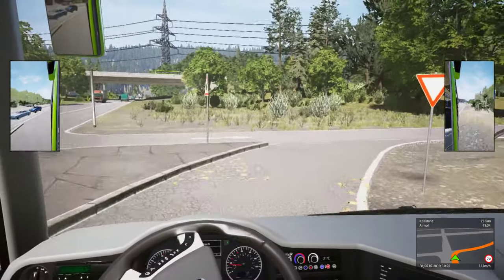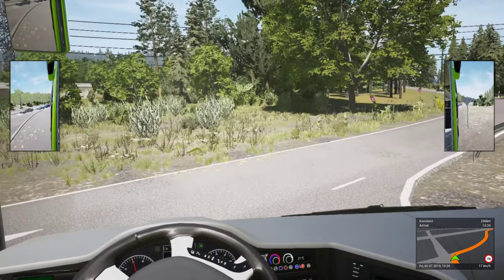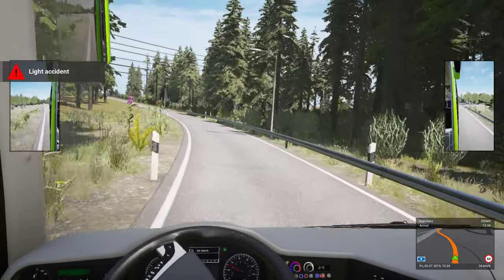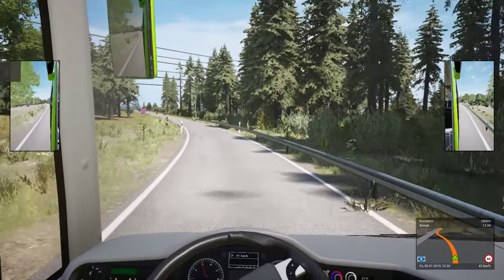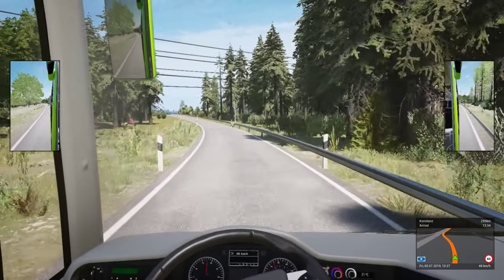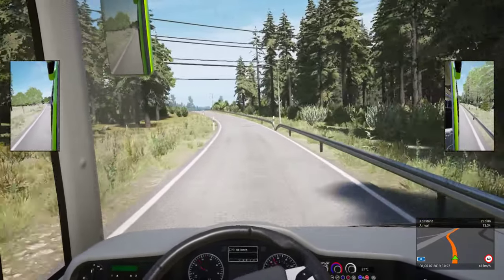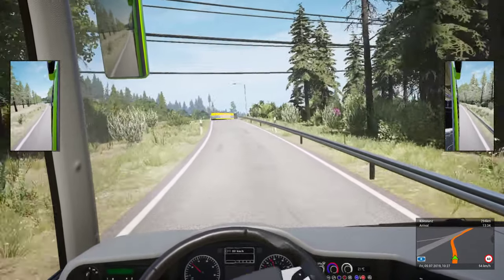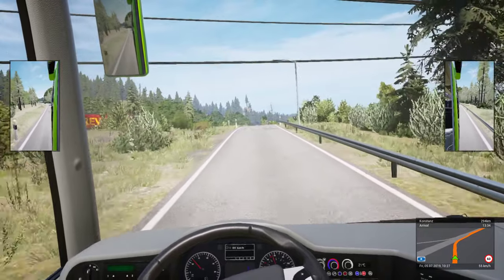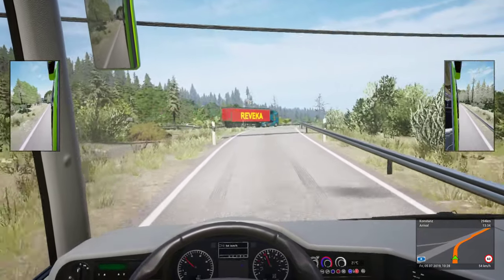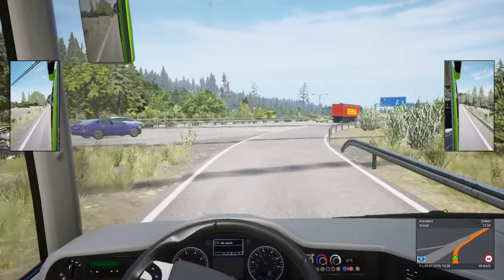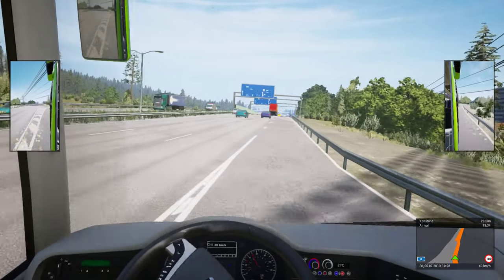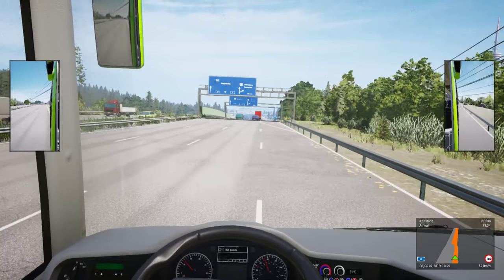That looks clear enough. Oh, what was that? Well, I'm not even sure what it was. Strange. Quite sure what that was. Maybe it was a barrier or something. I don't know. Okay. Right, how much traffic is there on the motorways?